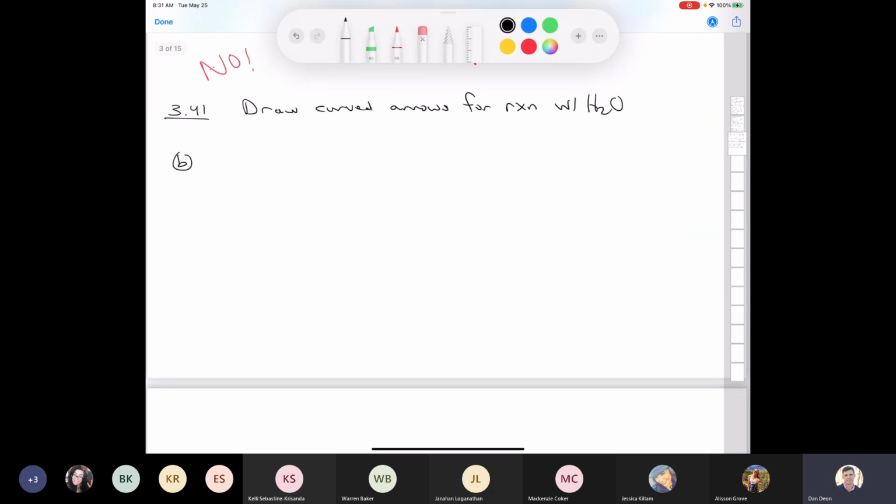So in B, we're looking at sulfuric acid, right? H2SO4. This is just the Lewis structure. I'm going to leave the lone pairs out for now. But what happens if we put that in water? Sulfuric acid is a strong acid. So it's going to donate a proton. It's going to do its job.